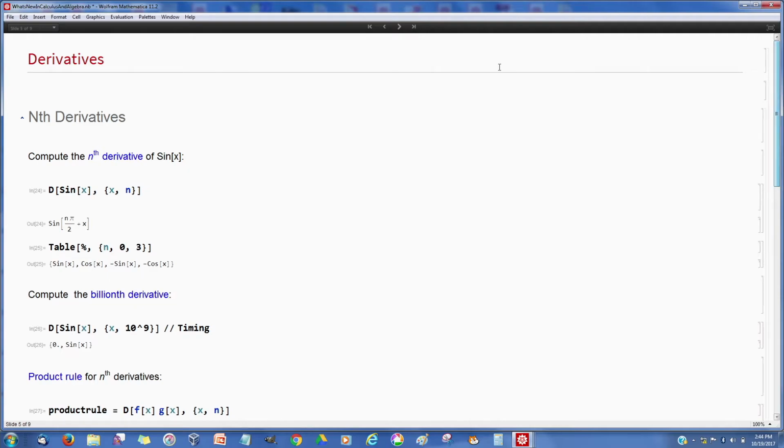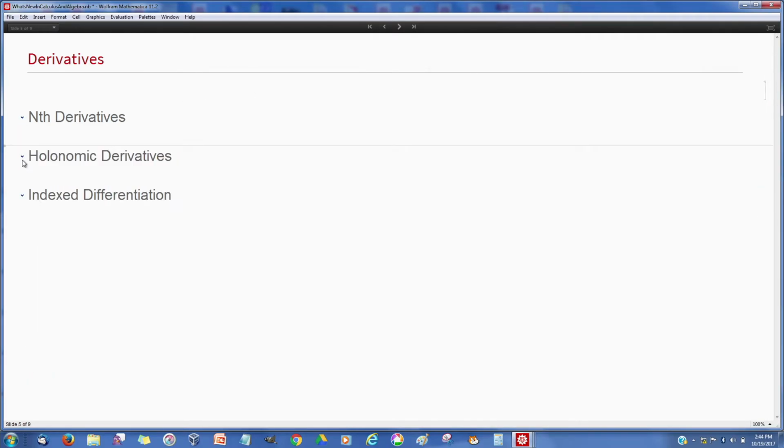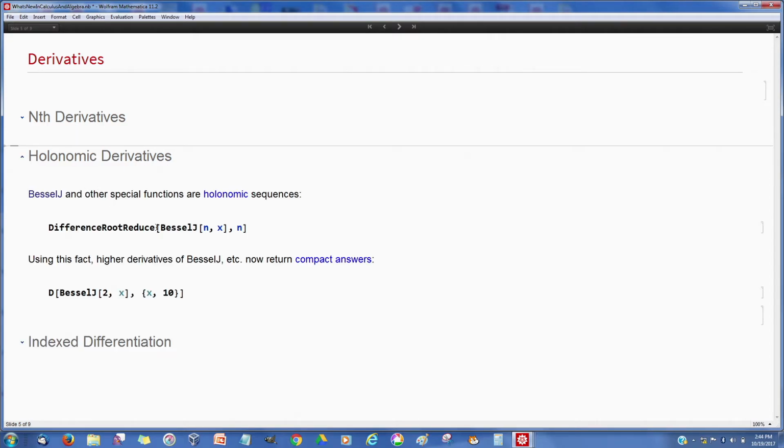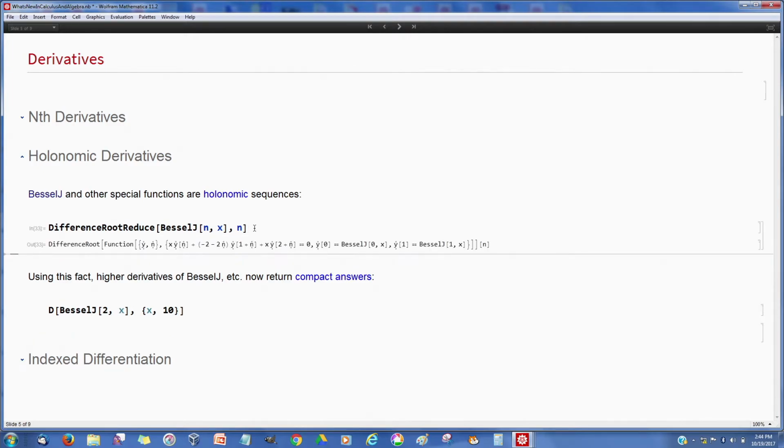Okay. Meanwhile, Roger realized that there are these so-called holonomic sequences. So that's something he worked on for version 7. So for example, Bessel J is holonomic in n. And what that means is that it satisfies a recurrence relation in that variable. So in earlier versions, if you found the high derivatives of Bessel J, they would just blow up because we didn't use the recurrence over there.